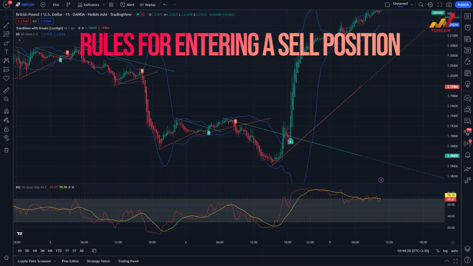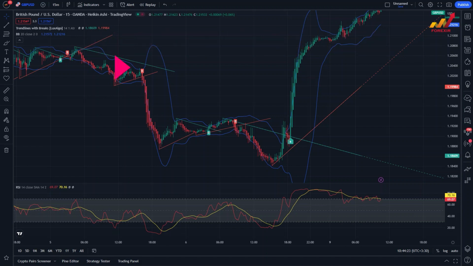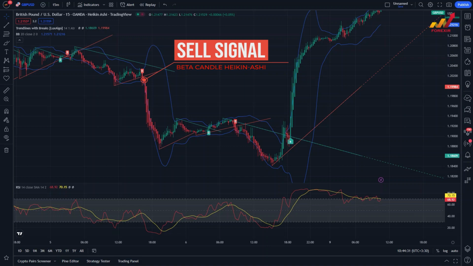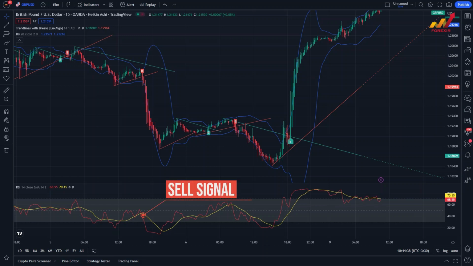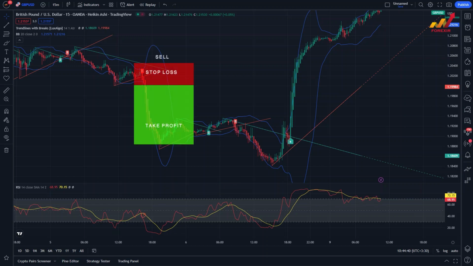Rules for entering a sell position. When the price hits the upper band of the Bollinger Band, the yellow and red RSI lines should be in the overbought area. Then we wait for the price to cross the red trend line downwards. The red label confirms that the price has broken the red trend line. Now look at the RSI indicator. If the red line crosses the yellow line downwards, you can open a sell position.